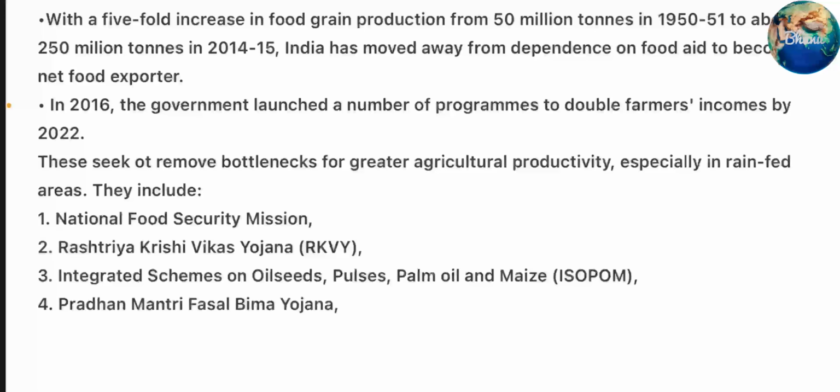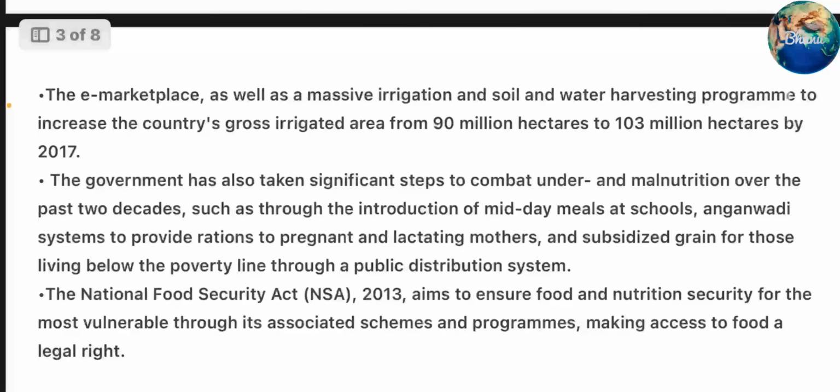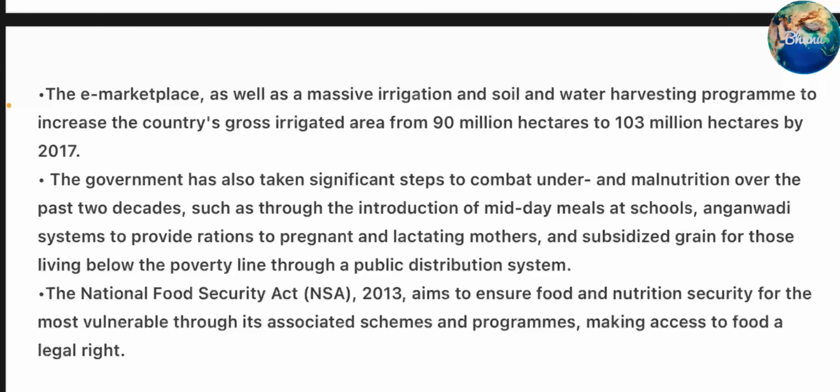They include National Food Security Mission, Rashtriya Krishi Vikas Yojana, integrated schemes on oilseed, pulses, palm oil, and maize, Pradhan Mantri Fasal Bima Yojana, the e-marketplace, as well as a massive irrigation and soil and water harvesting program to increase the country's gross irrigated area from 90 million hectares to 103 million hectares by 2017.